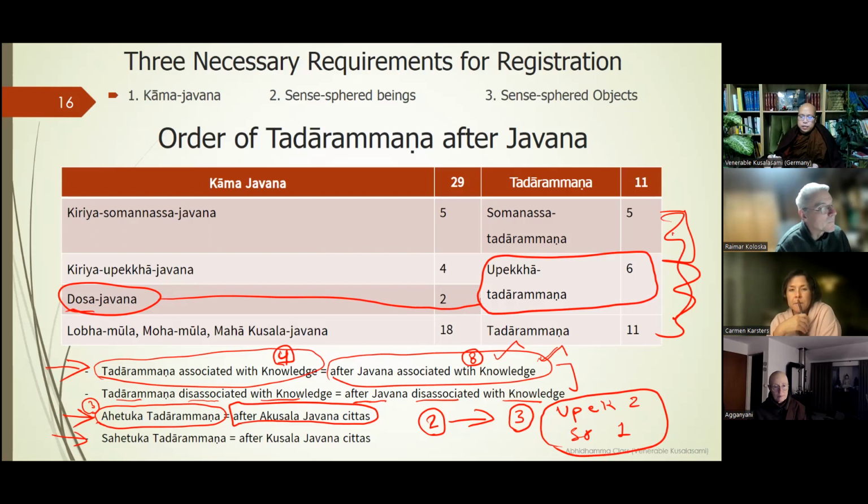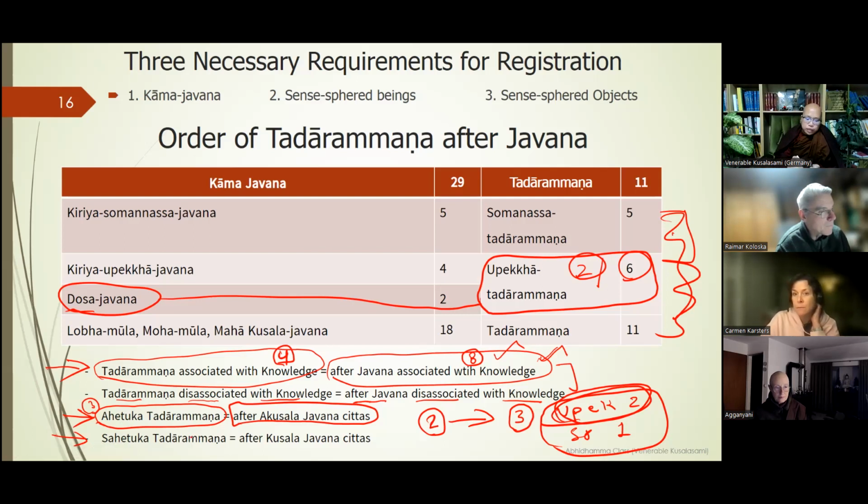After the dosa, you see the possible Tadaramana is 6 upekkha Tadaramana. Out of 6, there are only 2 upekkha ahetuka. After the akusala Javana, the Tadaramana must be ahetuka, so these 6 are not possible. There are only 2 left, which are upekkha. So the maximum possible Tadaramana is one of the 2 upekkha. In this way, when you look at the thought process carefully, you will have an answer.